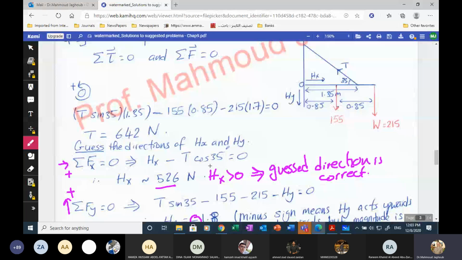Now Hx is positive. What does this mean? It means my direction is correct. Yes, my direction is correct. That's what it means.